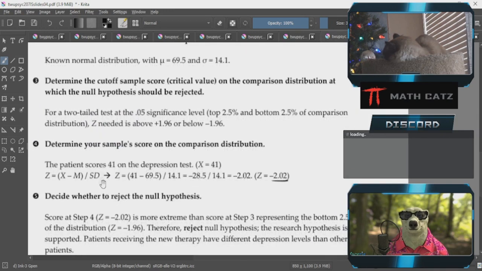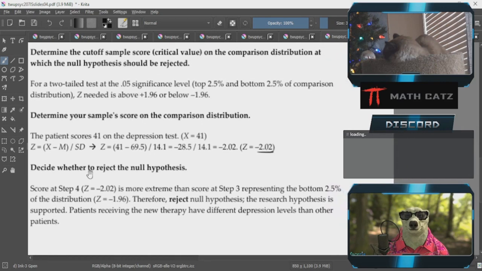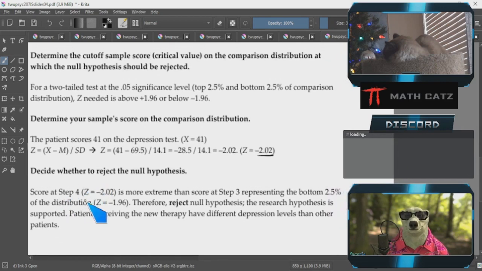I do not know. So we make our decision. The observed score at step 4, negative 2.02, is more extreme than the cutoff, negative 1.96. Therefore, we reject the null hypothesis that said things are the same, that the different therapies are the same. We reject that, because if they were the same, we would not get something this extreme.